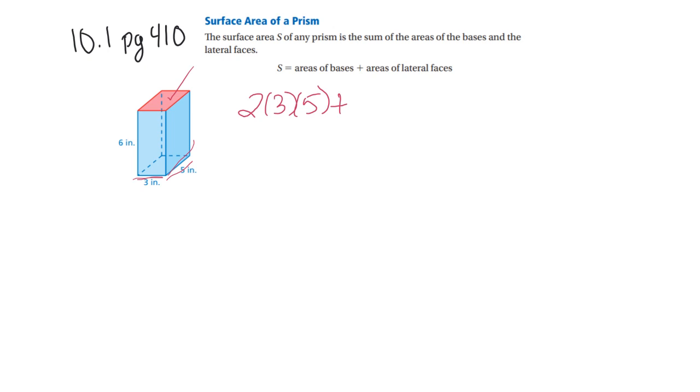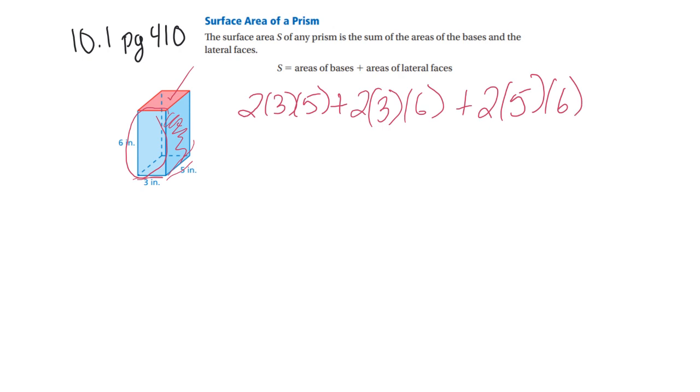So let's start by doing these faces here. And there's a matching one in the back. So that's going to be 2 times 3 times 6, because again, area, base times height. And then the last one is this face here and the mirror one on the other side. So that's 2 times 5 times, what's the height? It's still 6.